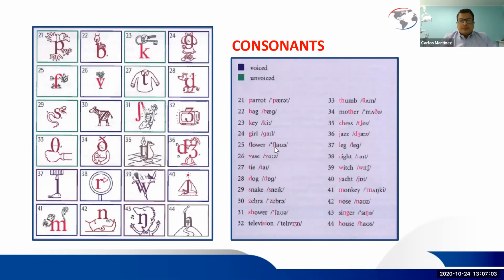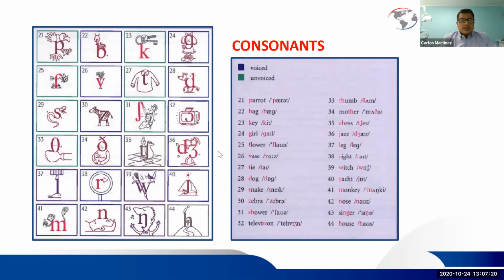Flower. Again, if it's American English, you'll say flower, pronouncing the R, but if it's British, flower. This little line here indicates that the stress is in that syllable. Flower.